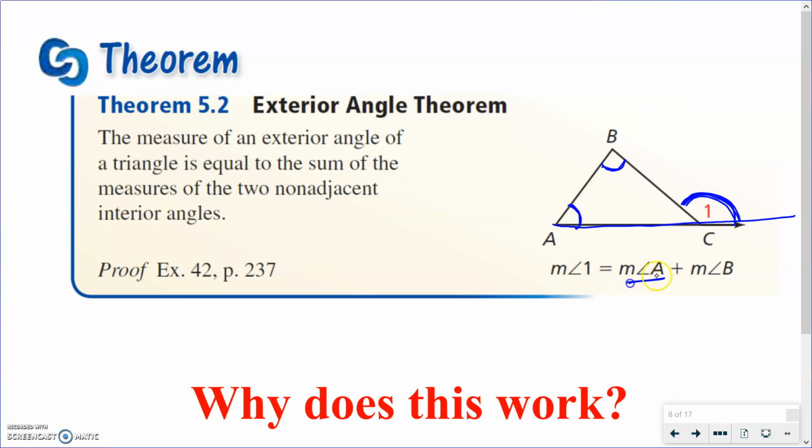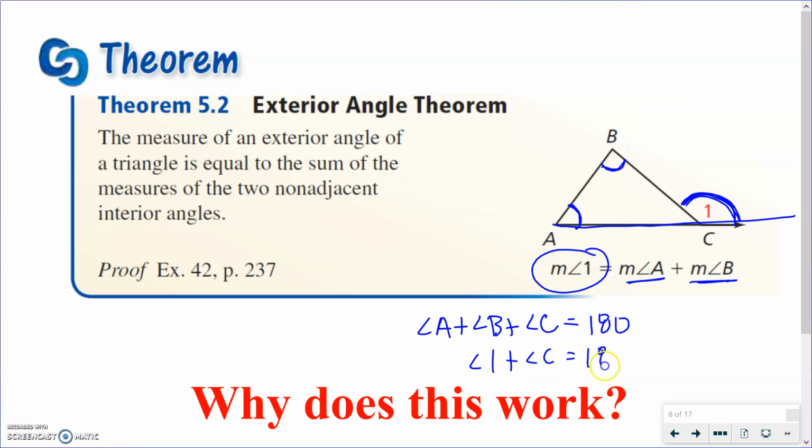So you would take the measure of angle A plus the measure of angle B, and that would give you the measure of angle 1. The reason this works is because a triangle adds up to 180 degrees. And we know that this angle 1 and angle C would be supplementary. So it would be like angle A plus angle B plus angle C equals 180. And we also know that angle 1 plus angle C equals 180.